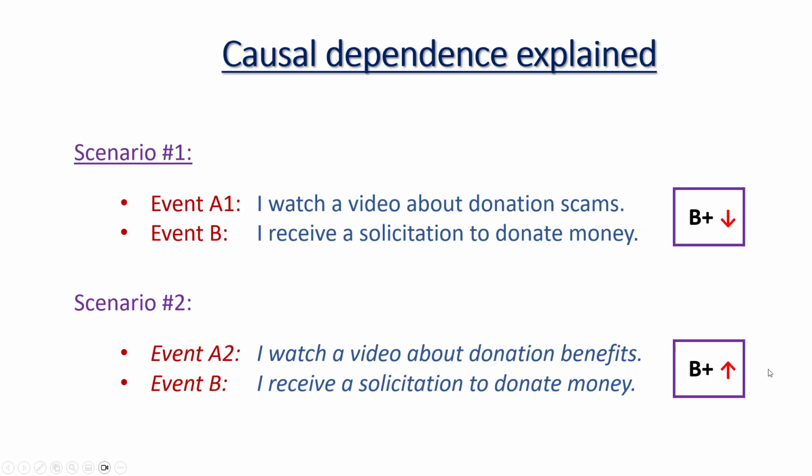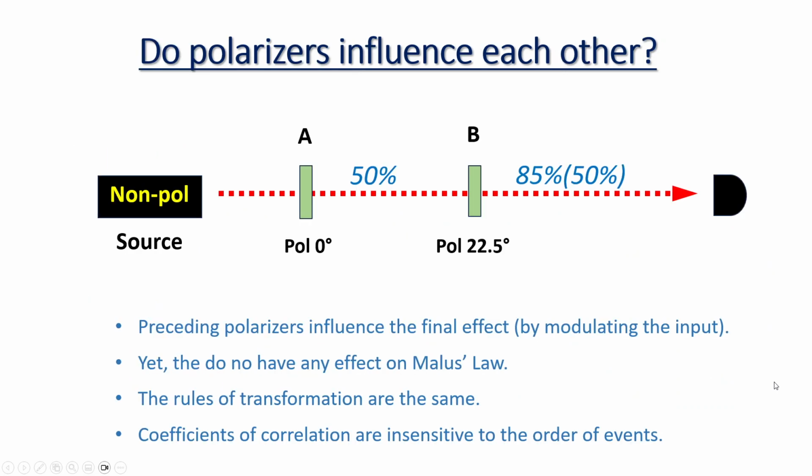More importantly, the order of these events is crucial. If I consume opinion-altering information after my donation, the final result is very different. Now, let us return to our polarization example.